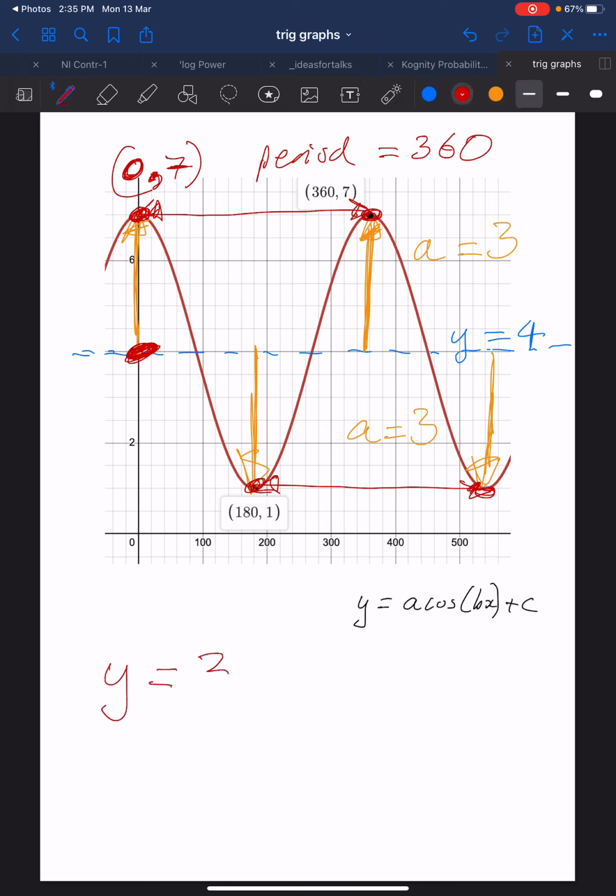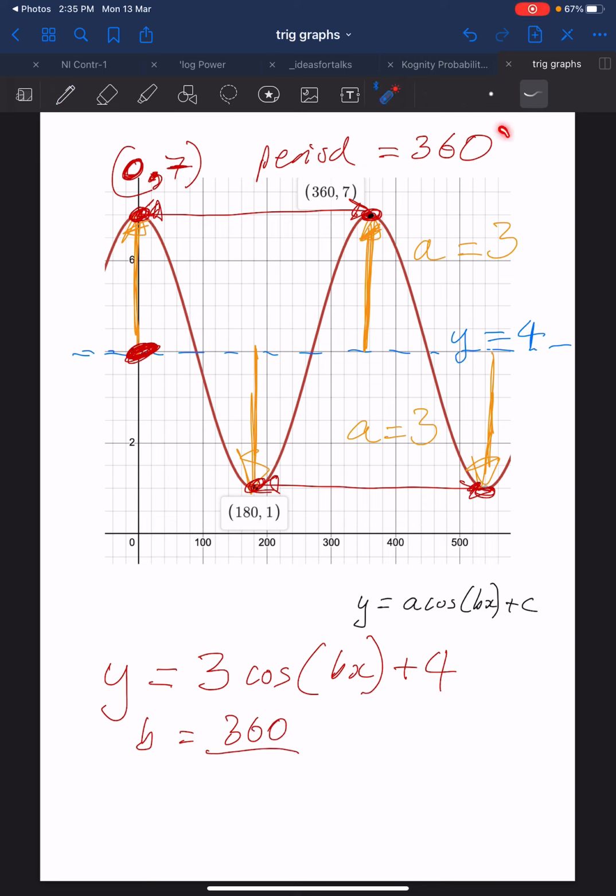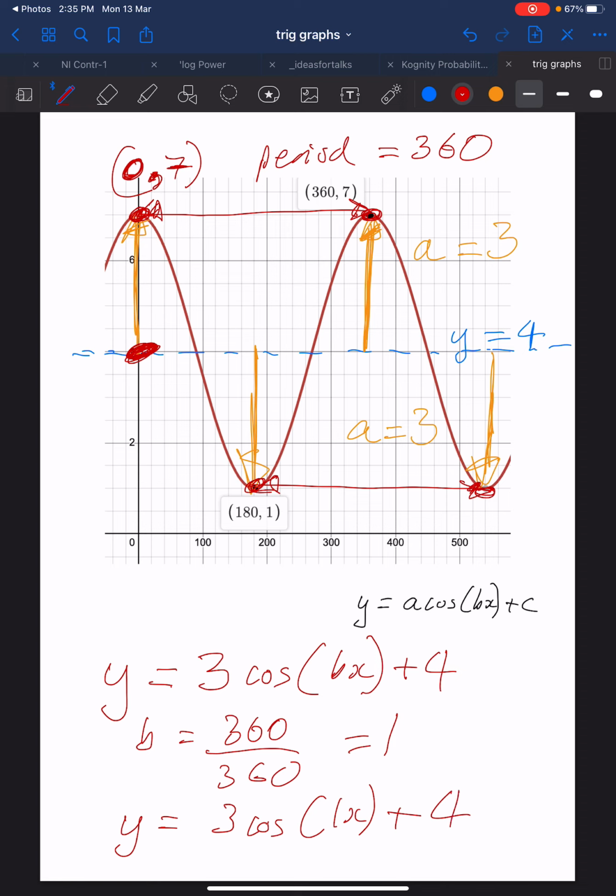The a is the amplitude, 3, cos, I'm going to leave the b for now, and plus c. The c is the principal axis, that's plus 4. And remember, b equals 360 divided by the period of the graph that you're dealing with. And the period of this graph also is 360. So when we substitute here, 360 divided by the period, we get 1. So the equation is y equals 3 cos 1x plus 4. And you type that into Desmos, and be careful with the scale, you'll get exactly the same graph.